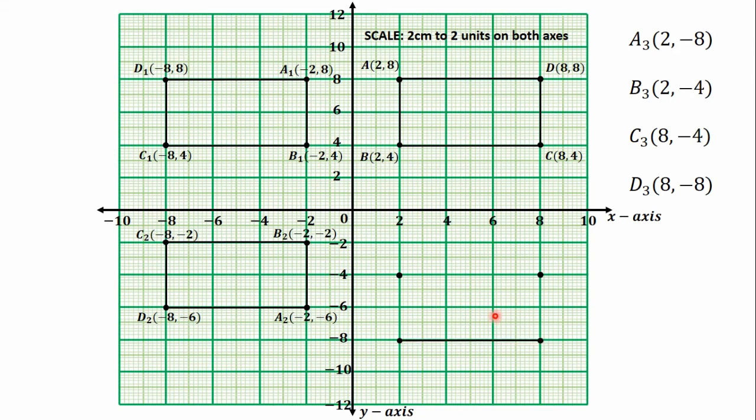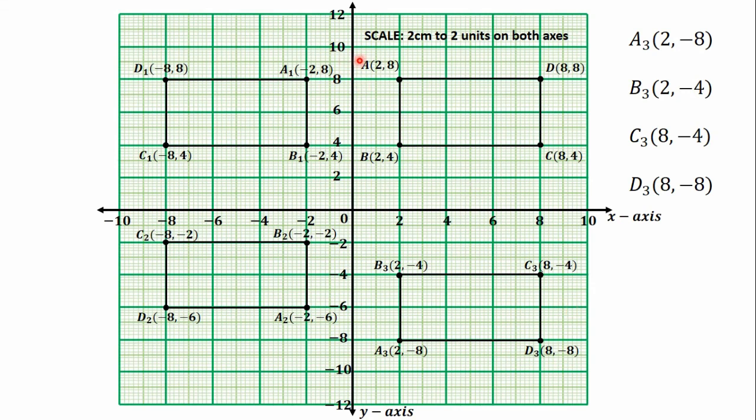So we will join them to get the rectangle A3, B3, C3, D3. Then after that, we write the coordinates of each vertex against it. So we have A3 with coordinates 2, minus 8. We have B3 with coordinates 2, minus 4. We have C3 with coordinates 8, minus 4. And we have D3 with coordinates 8, minus 8. We have now solved the question that was given to us completely.